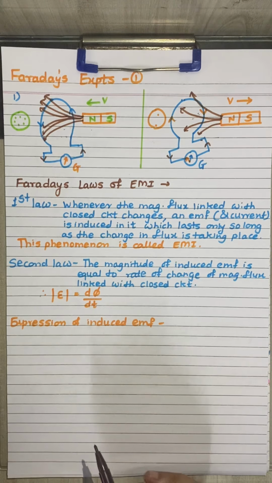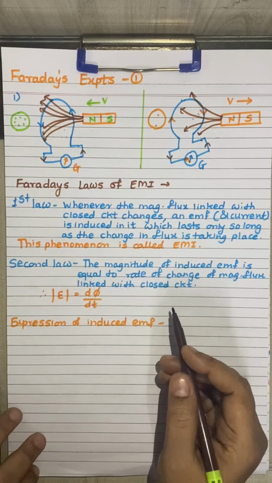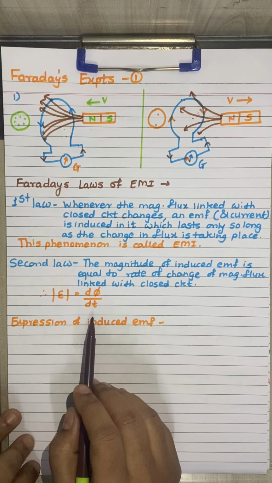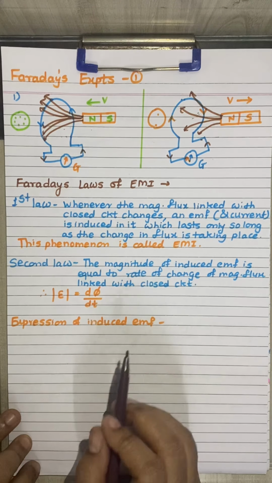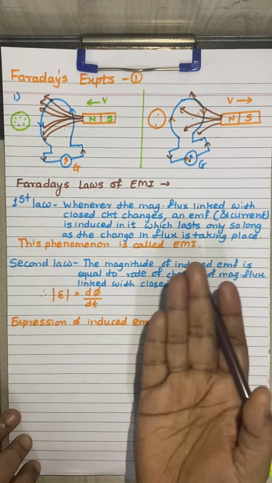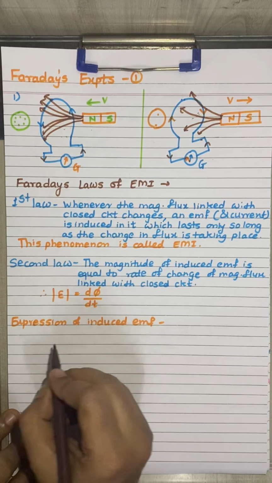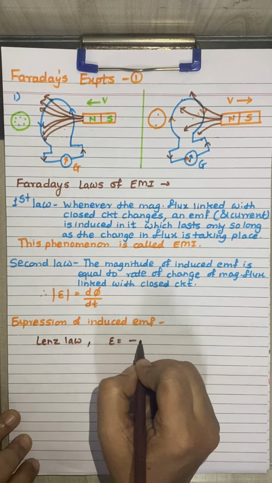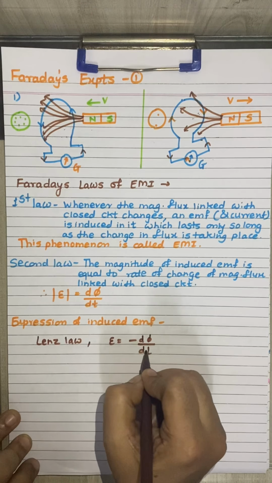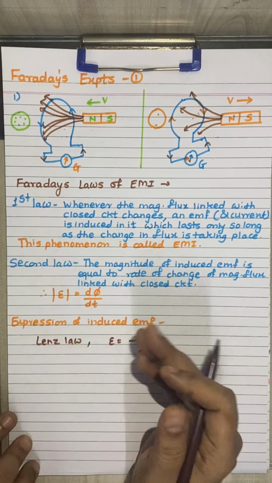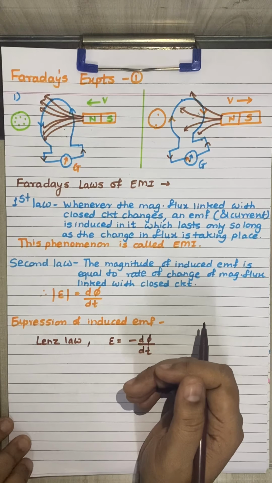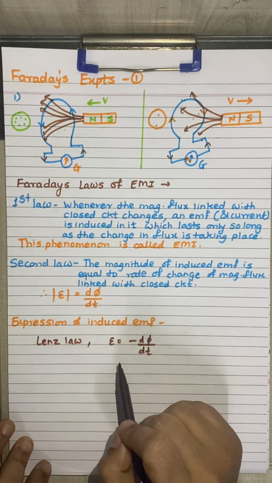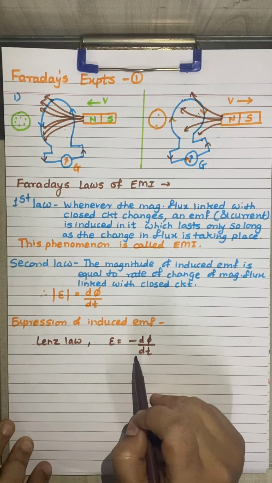So we are going to find the expression for the induced EMF. As we have said, induced EMF E is equal to d phi by dt. Now we are going to consider Lenz's law, which we will explain later. E is equal to minus d phi by dt. Why this minus sign occurs, we will explain in Lenz's law. The negative sign indicates that the direction of the induced EMF is such that it opposes the change in the magnetic flux.